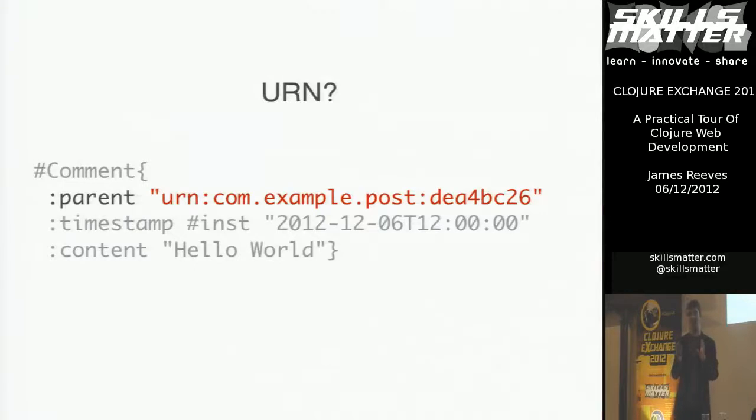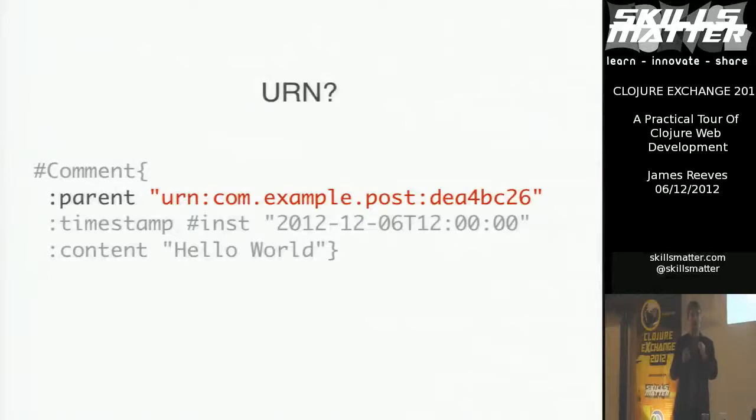And okay, so we can now see that the parent of this comment is actually a post. It's not another comment. So we have more information. But we still don't know where this post is unless we give the application some knowledge about the wider system.